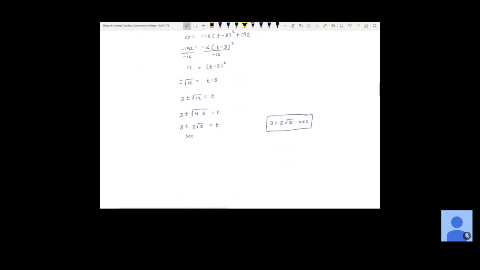If you don't simplify the square root of 12, you will lose a point or two on this one. So try to make sure that if you can simplify a square root, always simplify it. Okay. Any other questions there?